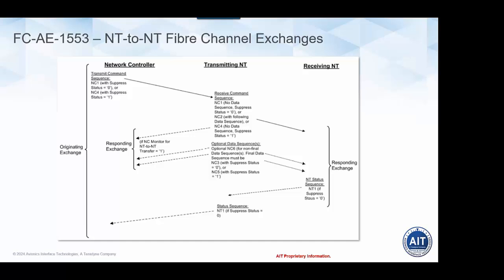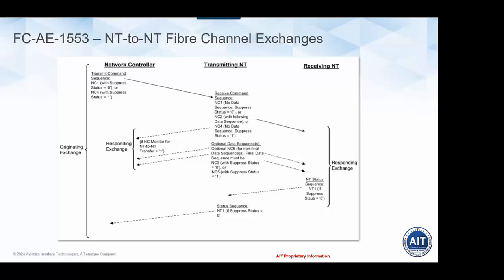That receive command would start an exchange initiated by the transmitting network terminal between the transmitting network terminal and the receiving network terminal. And then over on the other side, when the initial transmit command is initiated, that would be an originating exchange that's initiated by the network controller. When the receiving network terminal has received all the data, the optional data sequences of the NT to NT exchange transfer, it would then send a status sequence back to the transmitting network terminal, which would trigger the transmitting network terminal to reply with a status to the originating network controller that initiated the NT to NT data transfer.